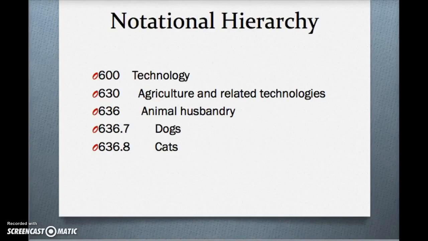Now, let's take a look at how the DDC's notational hierarchy is structured. We start with our main classes, in this case 600, which classifies technology. Next, we see that if we are to divide to the hundredths division, we come to agriculture and related technologies. We further divide and come to animal husbandry under 636 by a decimal subdivision to classify under dogs and cats specifically, 636.7 and 636.8.